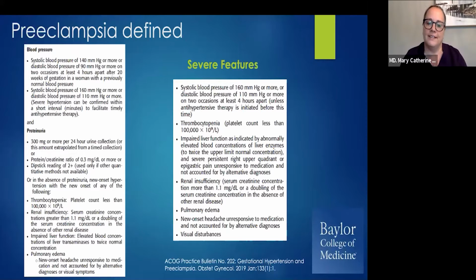So if the patient has any of those severe blood pressure, evidence of end organ damage, symptomatology like refractory headaches or right upper quadrant pain, visual disturbances, those patients would be categorized as preeclampsia with severe features. And those are really the group of patients that we can see complications, sometimes necessitating admission to the intensive care unit.